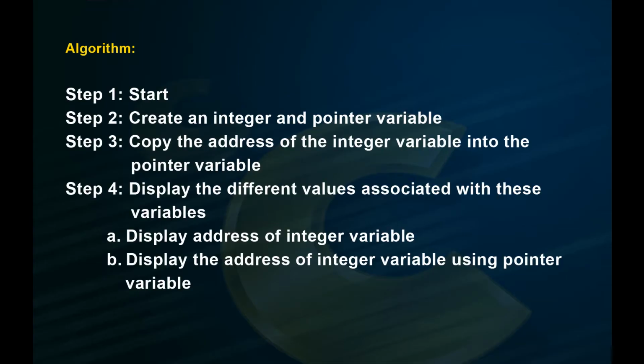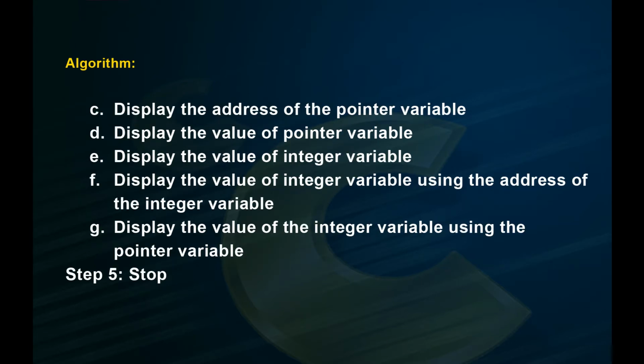Step 1, start. Step 2, create an integer and pointer variable. Step 3, copy the address of the integer variable into the pointer variable. Step 4, display the different values associated with these variables. A, display address of integer variable. B, display the address of integer variable using pointer variable.